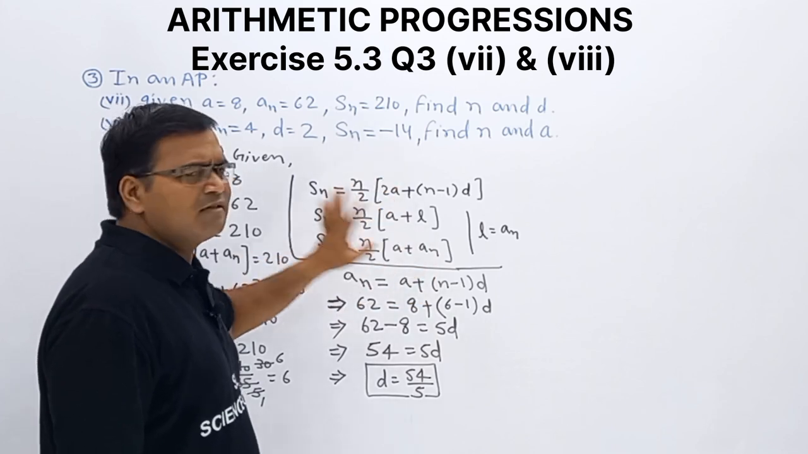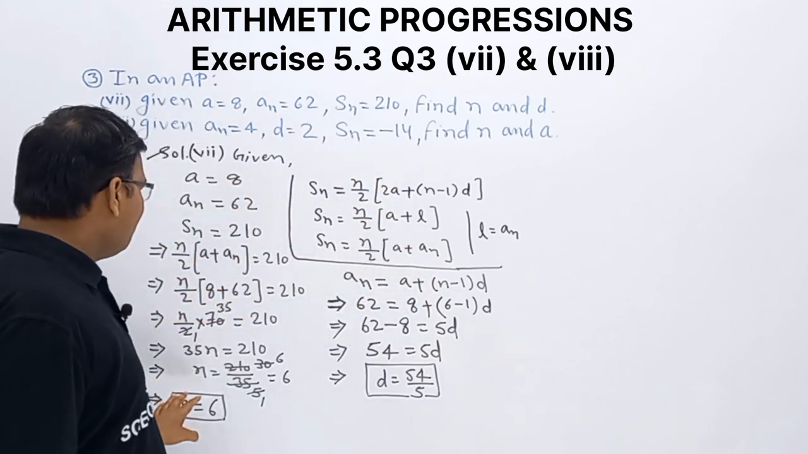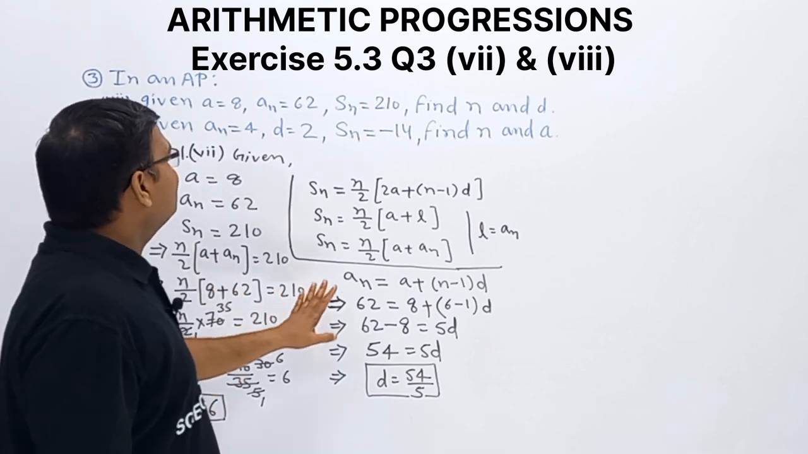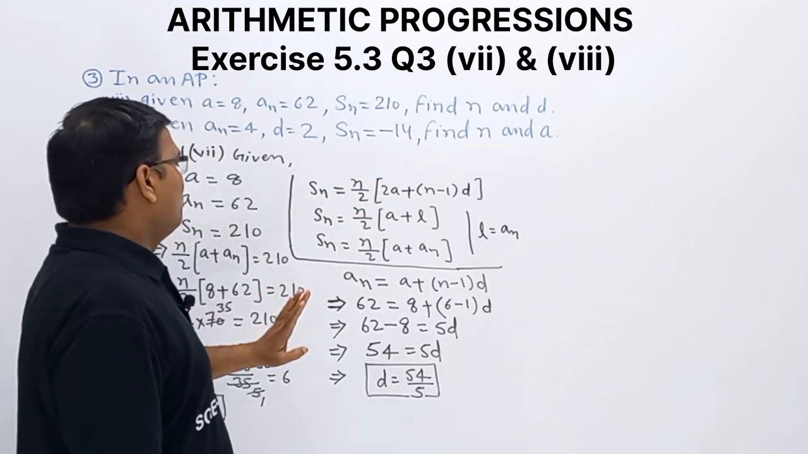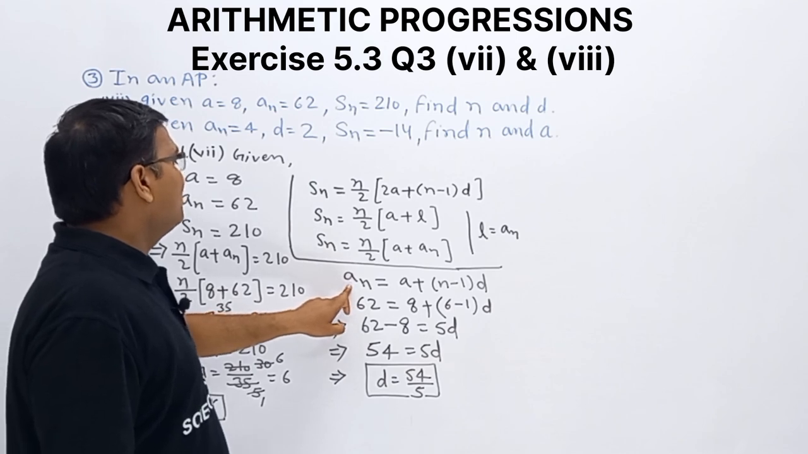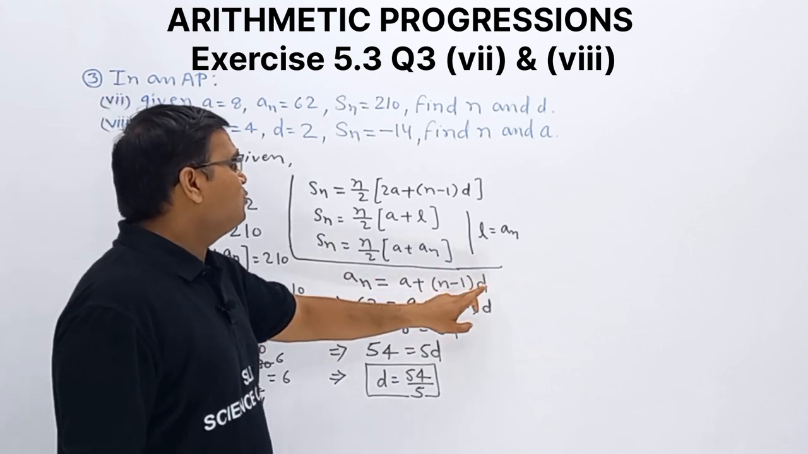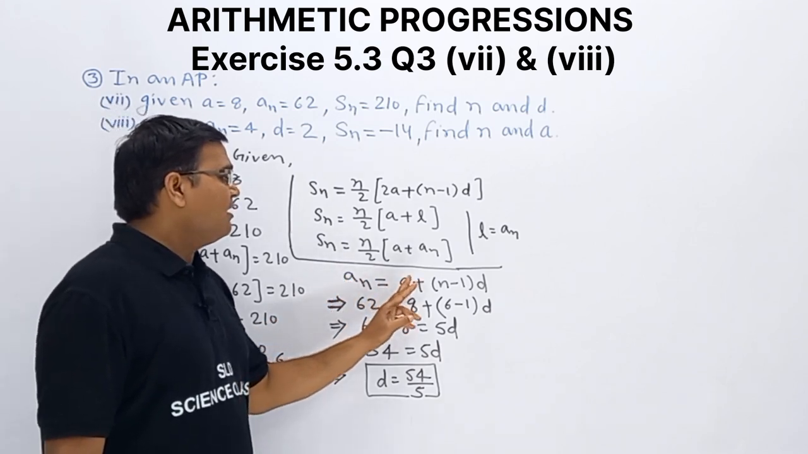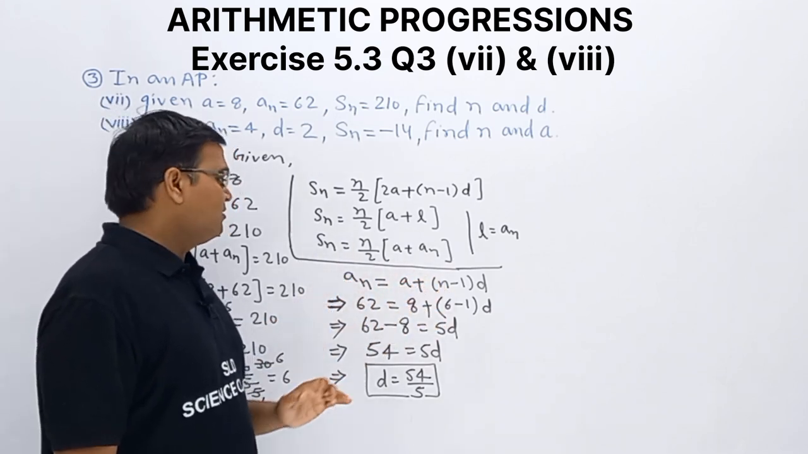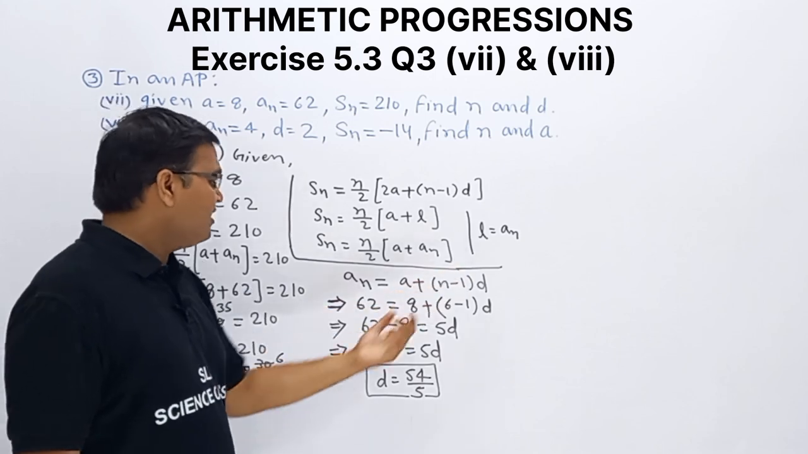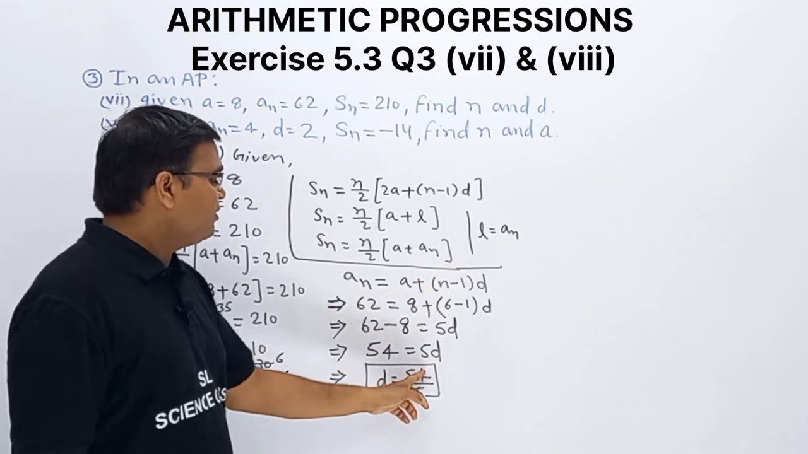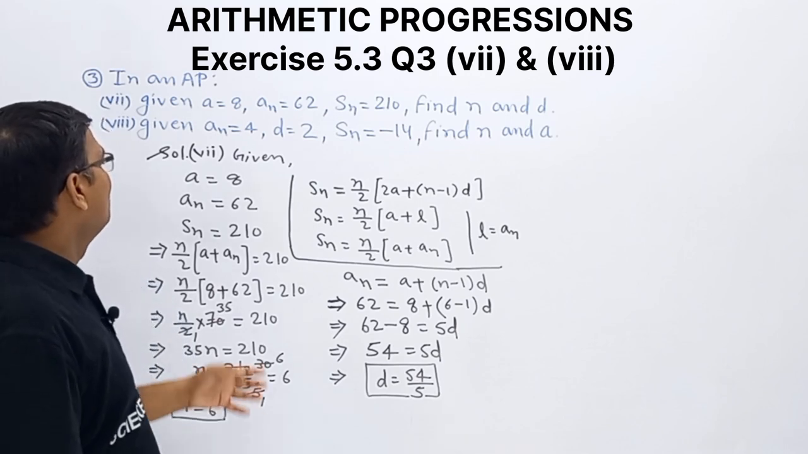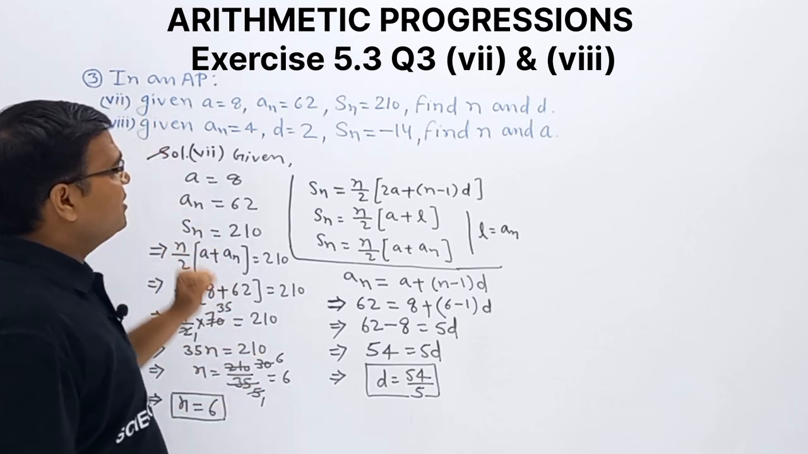This formula can be written like this, no problem at all. Putting the values, solving, we are getting n equal to 6. We obtain the first answer. Another thing, D we want. So we are using the nth term formula, an equal to A plus n minus 1 into D. Putting the values of an, A and n, we require D, solve for D. We are getting 54 by 5 as the common difference of this AP. So this is the solution for question number 7.